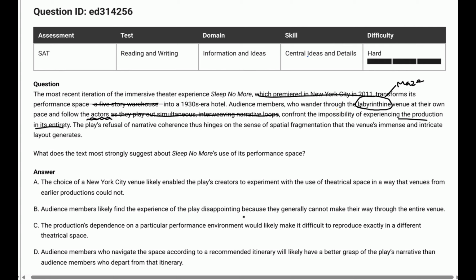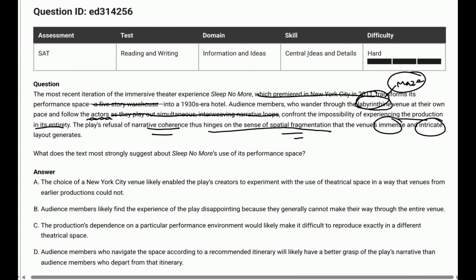I think that's pretty clear from what we're saying. It's hard to follow, basically. The play's refusal of narrative coherence, a coherent narrative. A, B, C, D, not A, D, C, B all at the same time. Their refusal to follow a classic narrative coherence hinges on the sense of spatial fragmentation that the venue's immense, intricate, labyrinth, maze-like, we're getting this lexical field here, layout generates.